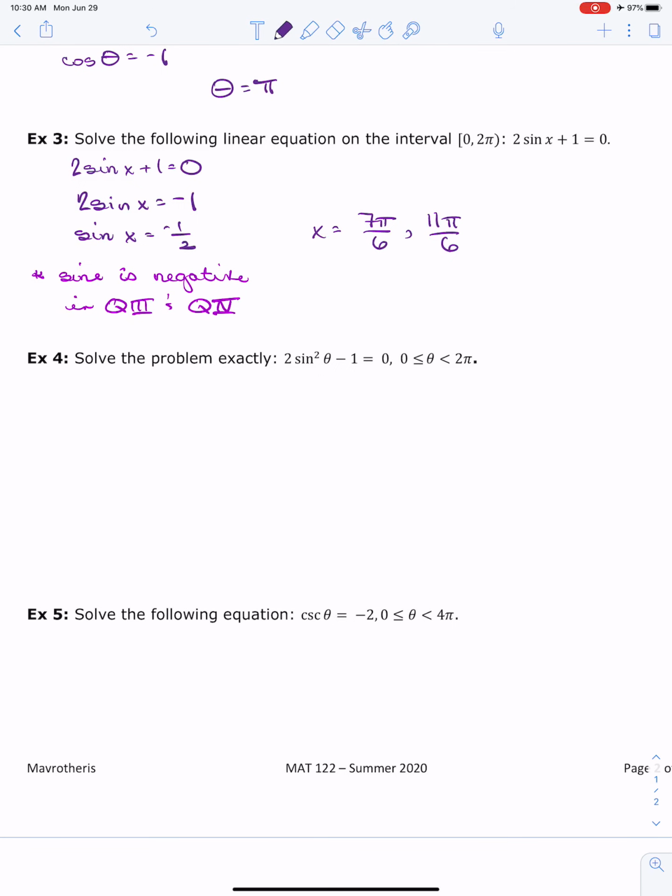Example 4. Okay, now notice this one doesn't say solve the linear equation. It's not linear, it's quadratic because we've got the sine squared in there. Again, we're solving on the unit circle from 0 to 2 pi. I'm going to start this like I would any other quadratic. So I've got 2 sine squared theta minus 1 equals 0. I'm going to move the 1 to the other side and divide by 2.